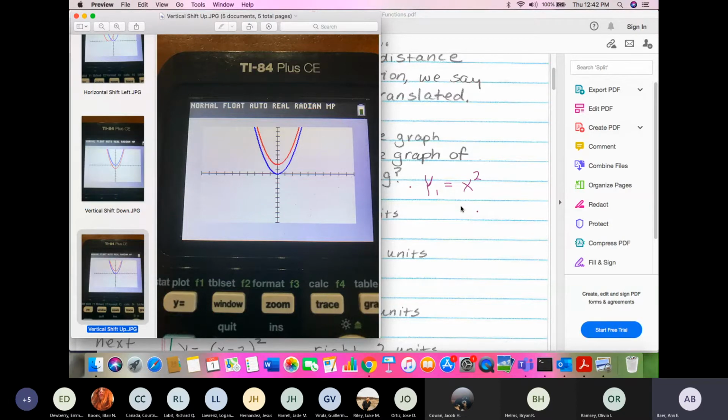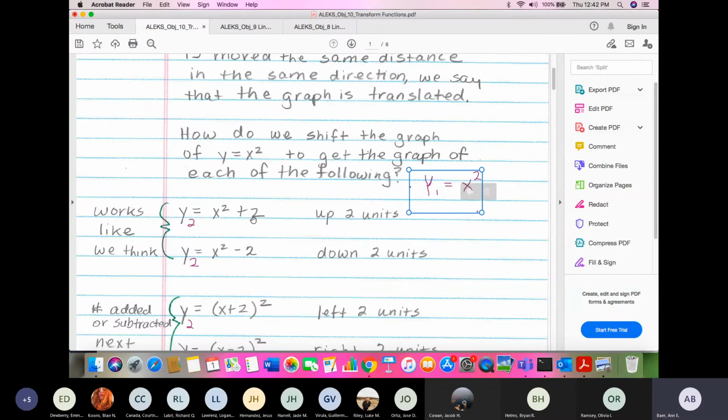So if you add a 2 at the end, the question is, how do we shift the graph of y equals x squared to get the graph of y equals x squared plus 2? What happens to this graph? It goes up 2 units. So what happens to the graph of the parent function? It goes up 2 units.